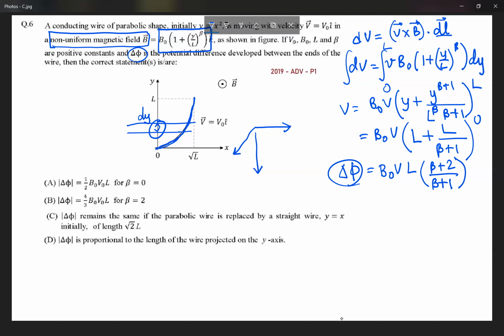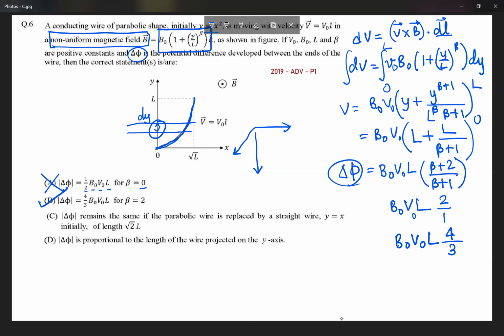Delta phi is equal to half B0 V0 L for beta is equal to 0. If you put beta is equal to 0 over here, you get B0 V0 L multiplied by 0 plus 2, which is 2, divided by 0 plus 1, which is 1. So you get 2 by 1, not 1 by 2. So the first option is wrong. If we put beta is equal to 2, you get B0, V0, L. 2 plus 2 is 4. 2 plus 1 is 3. So you get 4 by 3, which is right.